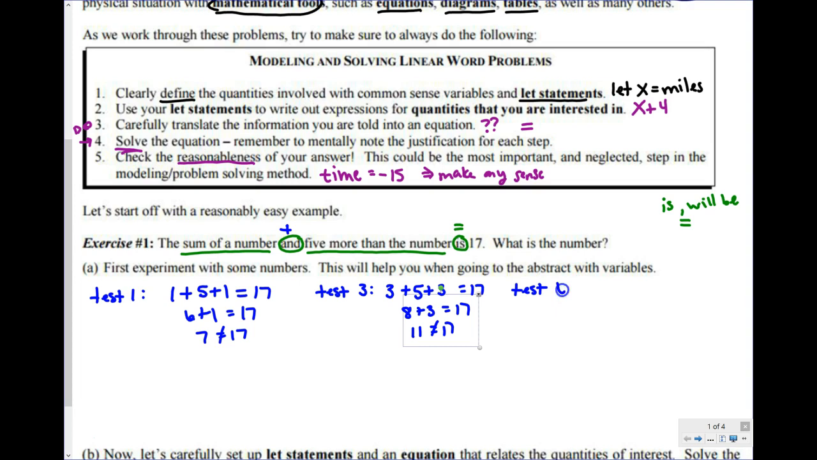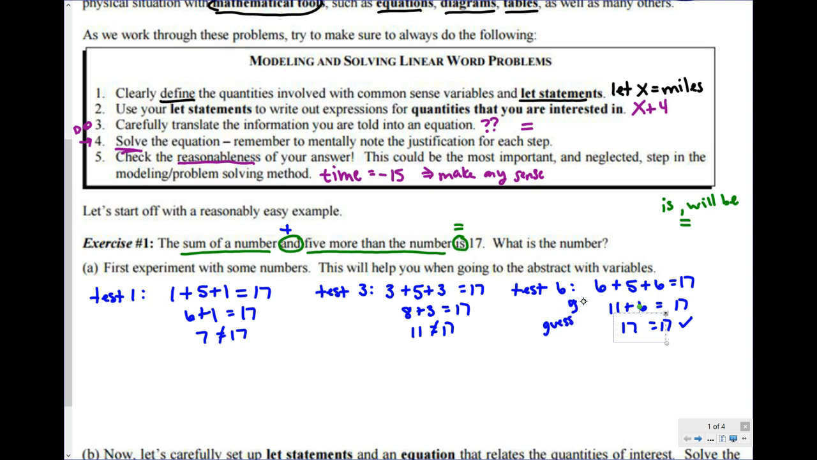I'm just picking these numbers. So I have 6 plus 5 more than 6 will give me 17. 6 plus 5 is 11. Hey, look at that. 11 plus 6 is 17. I guessed correctly, right? This was my guess.